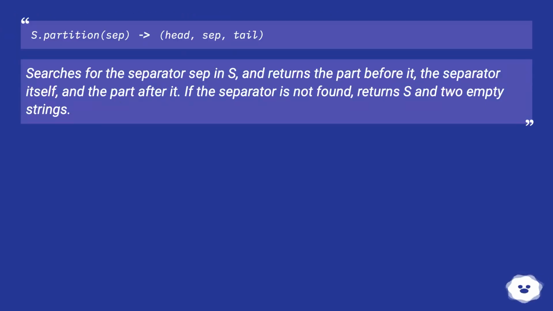s.partition(sep) -> (head, sep, tail) searches for the separator sep in s, and returns the part before it, the separator itself, and the part after it. If the separator is not found, returns s and two empty strings.